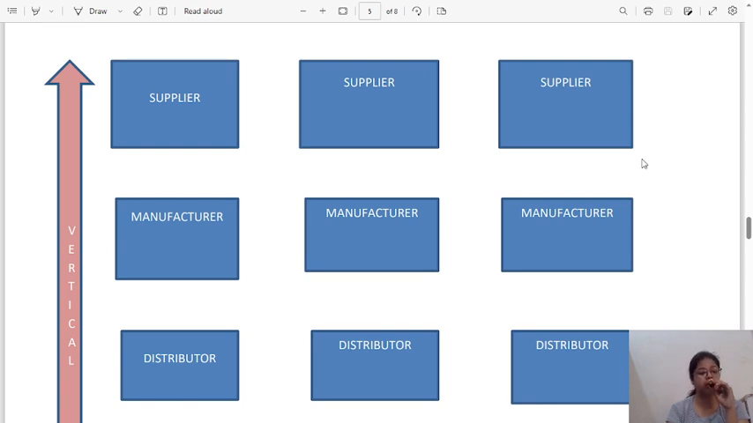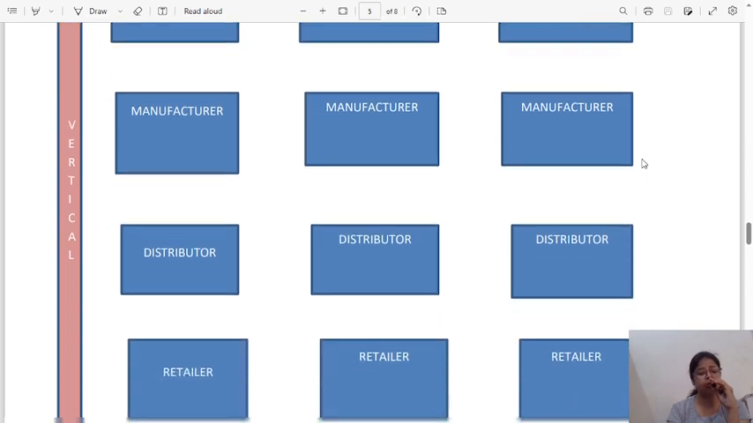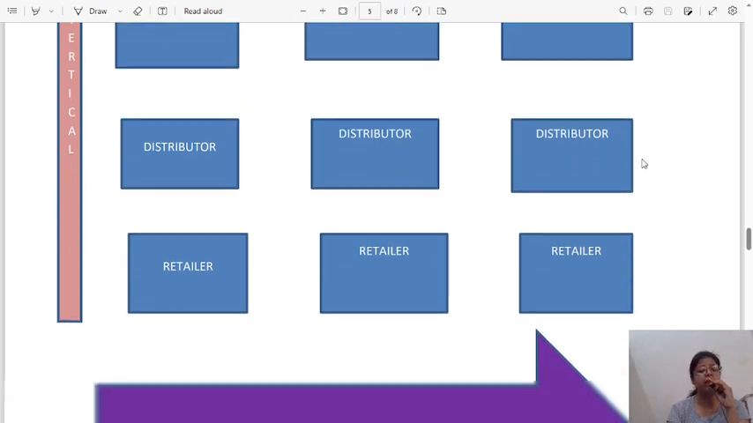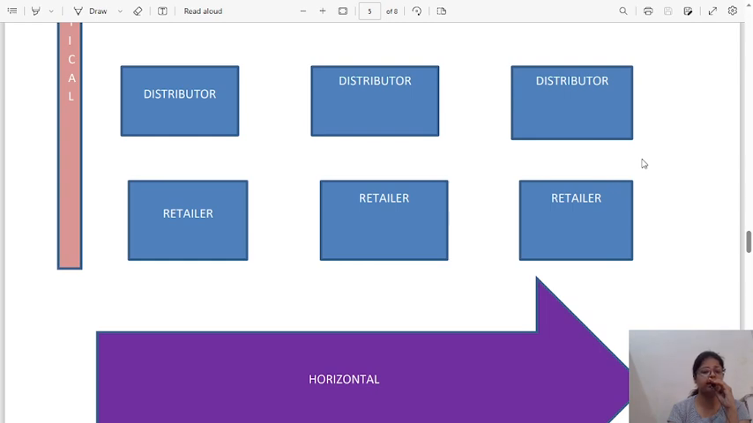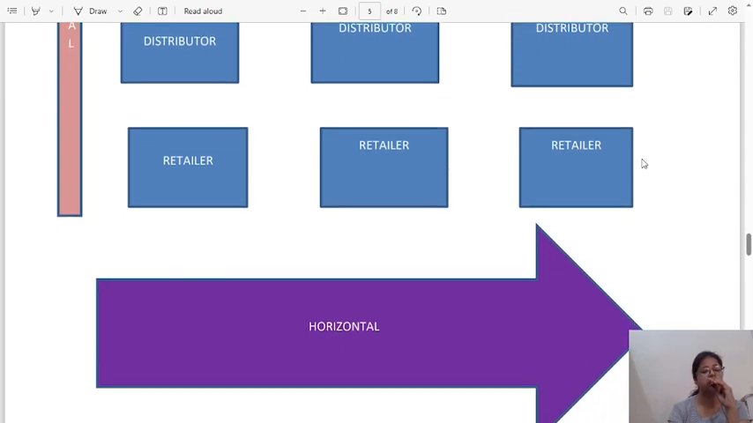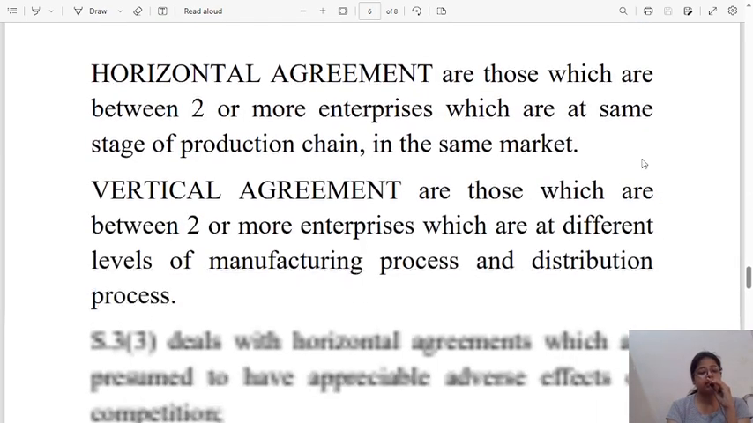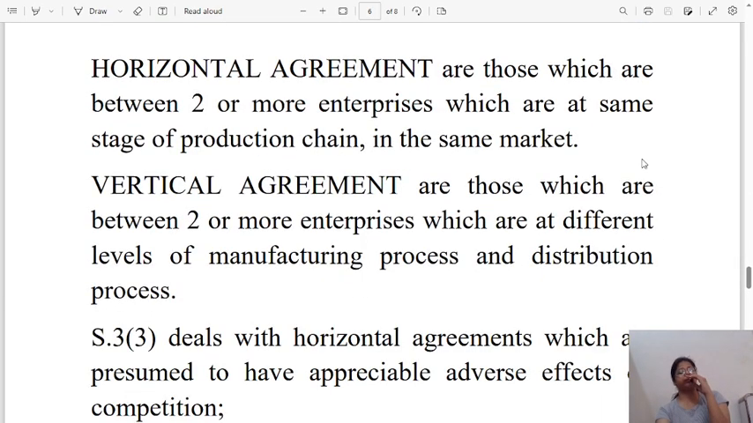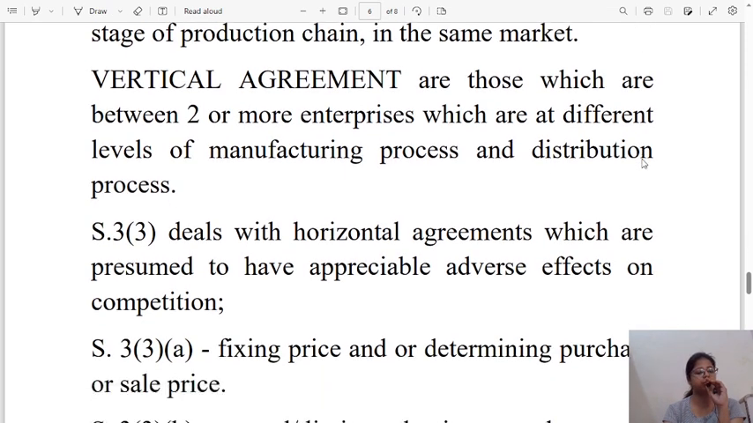As you can already see, there is a side arrow wherein it is written vertical. So vertical would be any agreement between manufacturer and distributor, or distributor and retailer, meaning the two enterprises are at different levels, while horizontal would mean they are at the same level in the production chain and in the same market. Here it is written, horizontal agreements are those between two or more enterprises which are at the same stage of the production chain in the same market, while vertical agreements are those between two or more enterprises which are at different levels of the manufacturing and distribution process.